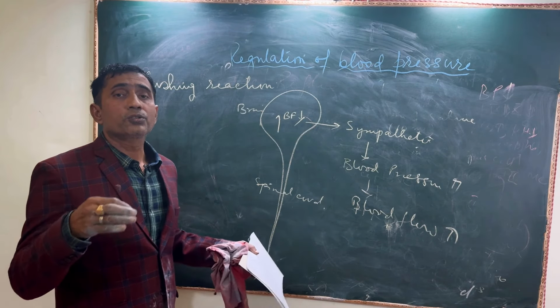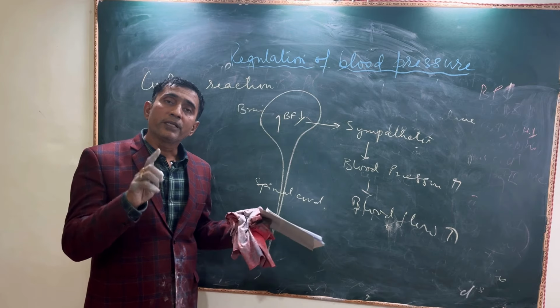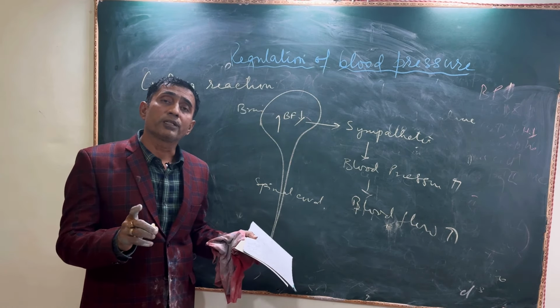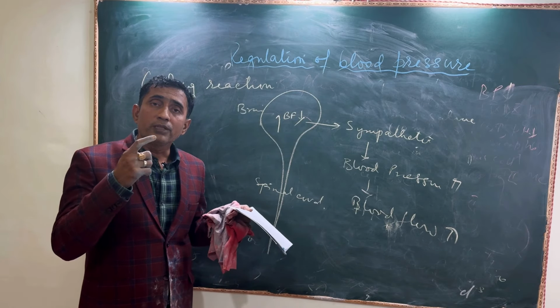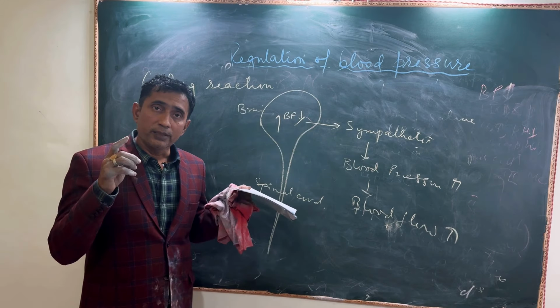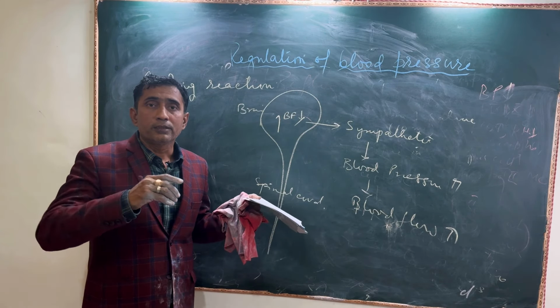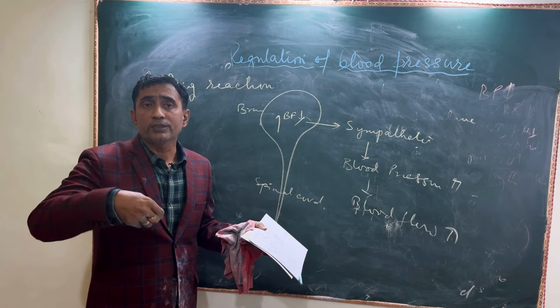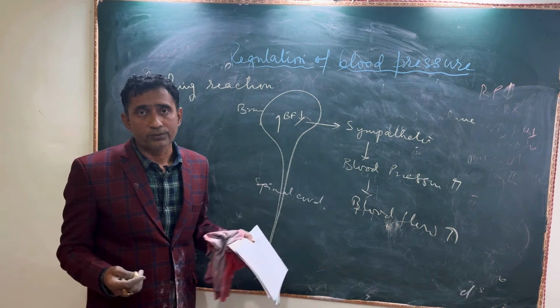So this is a short story about the mechanisms of short-term regulation. In this short-term regulation, everywhere we can see there is an involvement of the nervous system. Because of that, the response becomes very quick. Within a second, we will have the response.